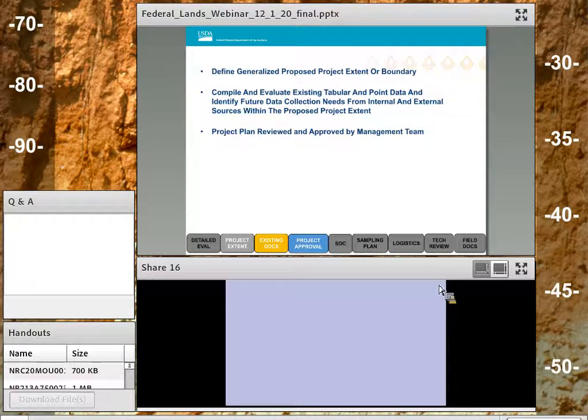So with the project extent, you're going to define your generalized proposed project extent or boundary. Then you're going to compile and evaluate all your existing tabular point data. Is there any data that your cooperator has that can be used in your soil survey inventory or your ecological site inventory? What external sources will be useful for the project within the proposed project extent? All data is not lost, but as we know, all data is not necessarily good data. Project plan would then be reviewed and approved by the management team.